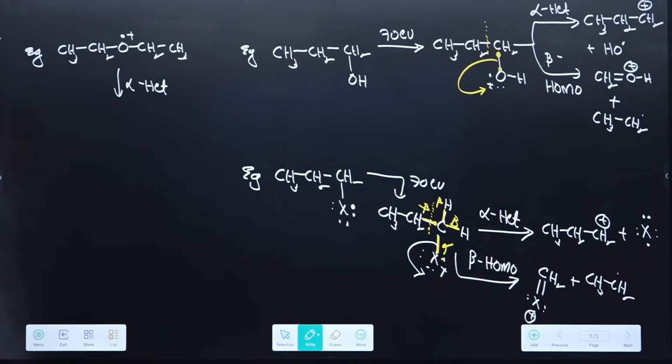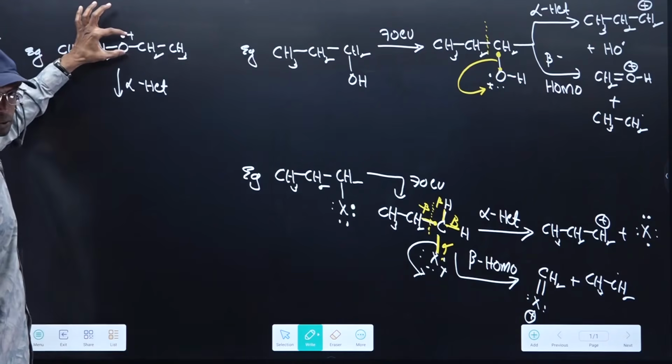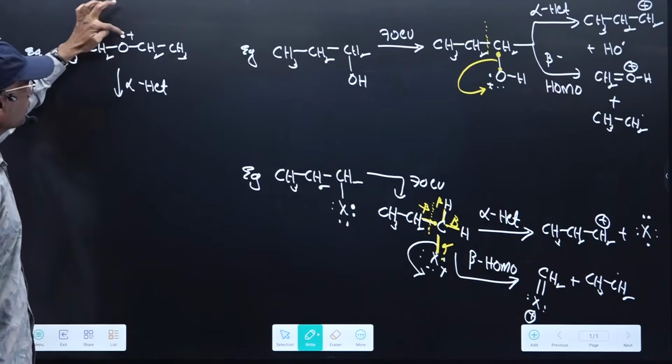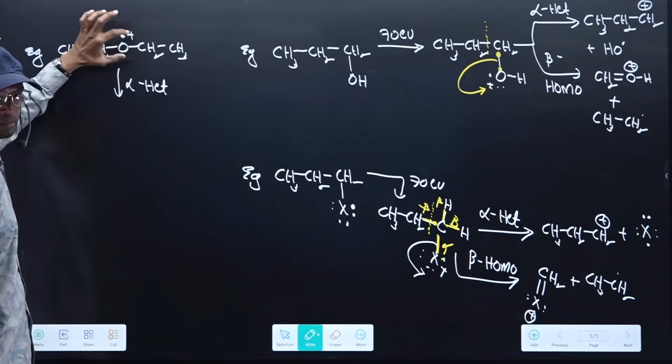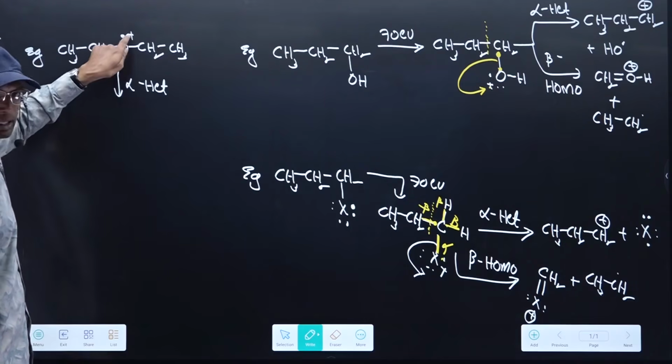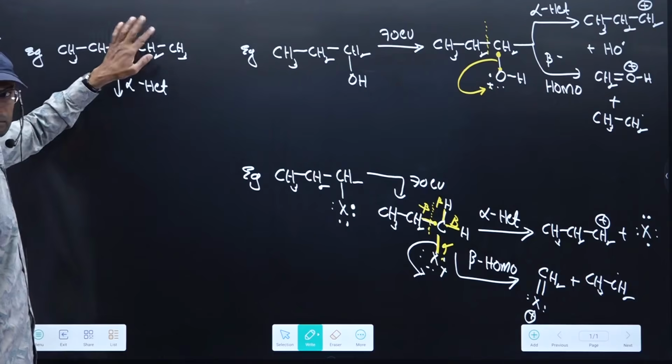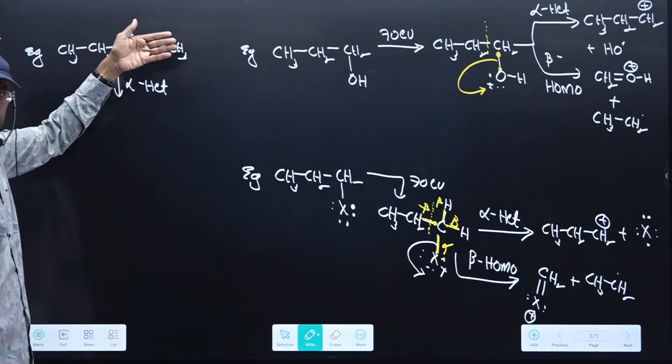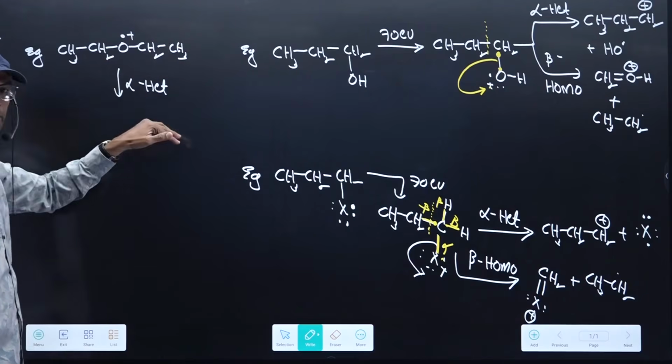Alpha cleavage. Initially, how many lone pairs are present? 2 lone pairs. Here 1 lone pair, here 1 more lone pair. 2 lone pairs are present. If I remove 1 electron, you will get a radical cation. Directly I am giving the molecular ion. Okay? Then apply this operation.